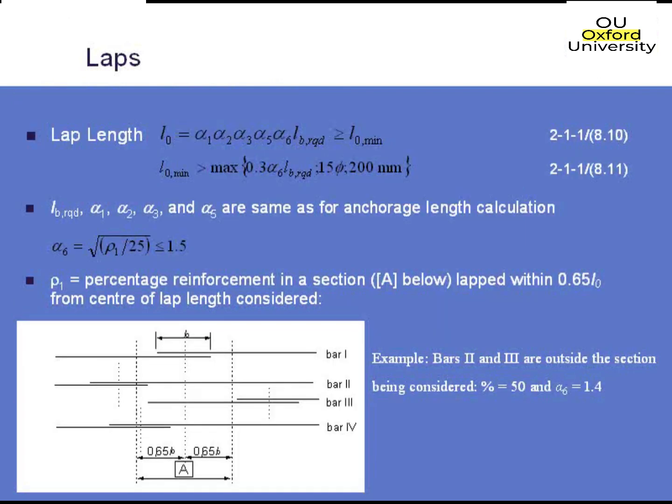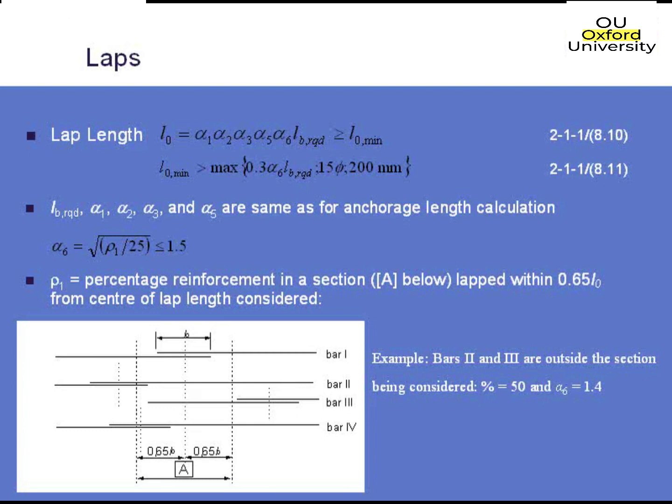So the lap length calculation is very, very similar to the one that we had for the anchorage length. If you look at that equation, you've got the same sort of alpha factors as you had for the anchorage length calculation. The only difference is that you've got an alpha 6 factor here, which takes into account the staggering, and you don't have the alpha 4 factor that you had in your anchorage length calculation. Apart from that, all other alpha factors are exactly the same as the anchorage length calculation, and they're calculated in exactly the same way as well.